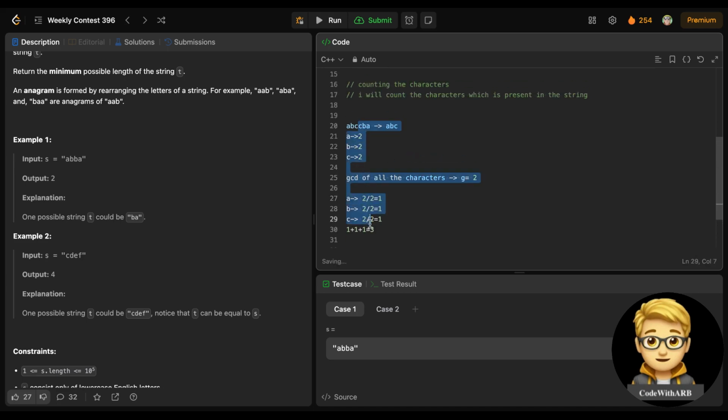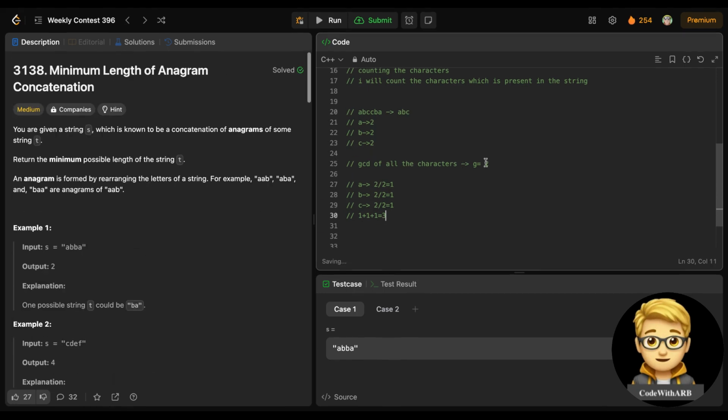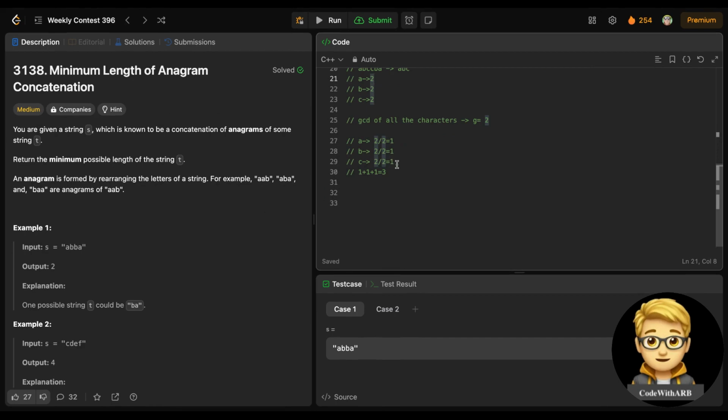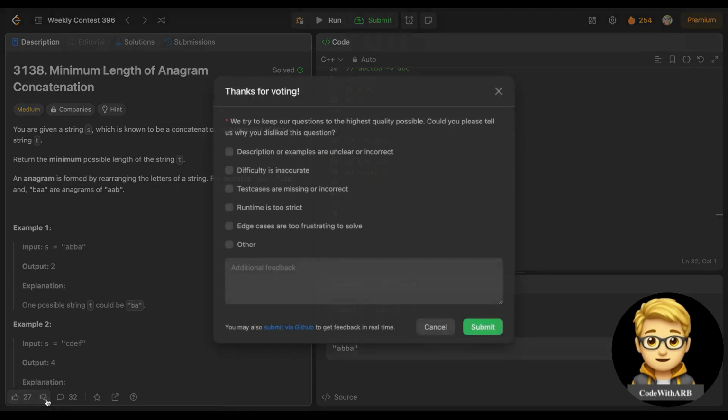But in this, something is missing. What can be the case? Why is it not working for some of the cases? Although it got accepted in the contest for many people due to weak test cases, some cases are missing, so it is incorrect. I'm just giving a dislike to this, right?